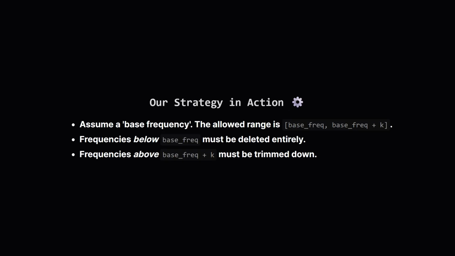Okay, let's run with that idea. We pick a base frequency. This sets our target window. Any character we decide to keep must have a final count that is between our base frequency and base frequency plus k. So for every character in the original string, we check its count. If its count is already lower than our chosen base frequency, well, we can't keep it. We have to delete all of its instances. If its count is higher than base frequency plus k, it's too frequent. We just need to delete enough of them to trim its count down to the top of our allowed window. The total number of these deletions is the cost for this one guess.